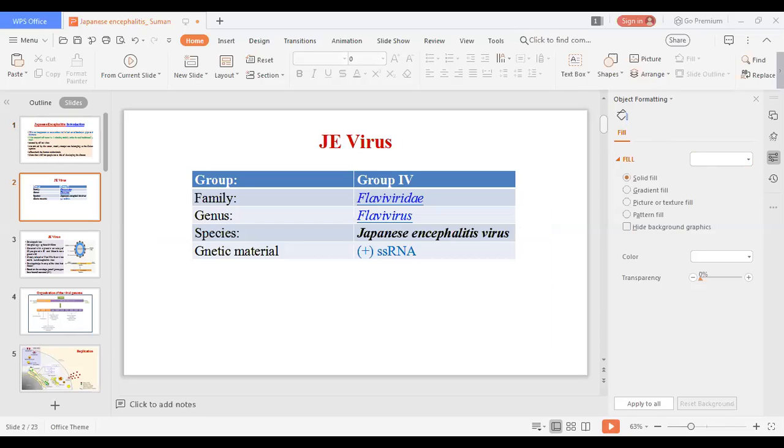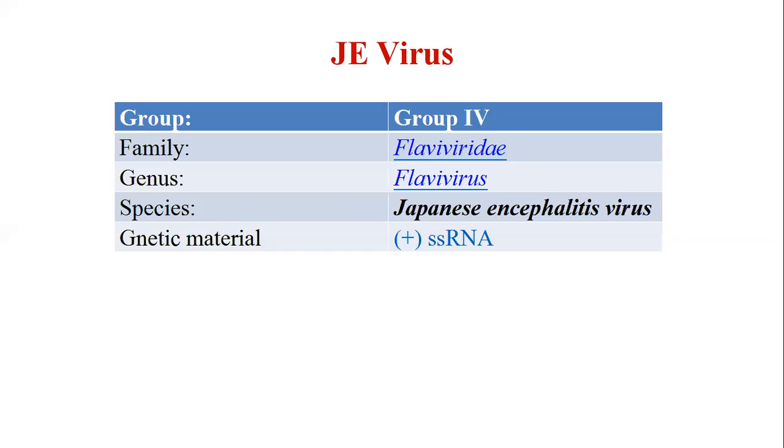JE virus actually belongs to group 4 of the Baltimore classification, family Flaviviridae, genus Flavivirus, species Japanese encephalitis virus. It has a genetic material, single-stranded positive sense RNA, so this should be the genetic material.